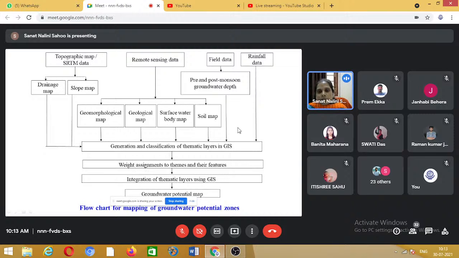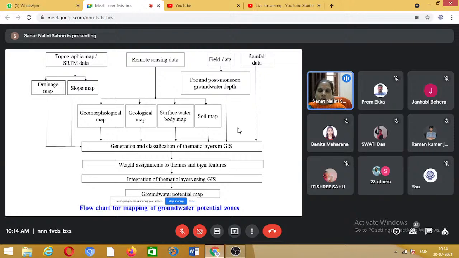Weight assignment means to which factor you will be giving more weightage. That means out of these parameters, which are given more credit for potential groundwater occurrence. So which factor is more logical? Like suppose you are telling that somewhere the soil is sandy. So there is more probability that in that sandy soil, occurrence of groundwater will be more than that of a clay soil or other type of soil.